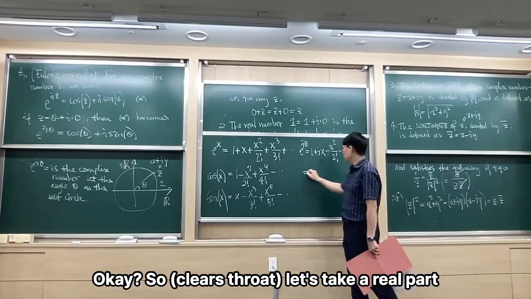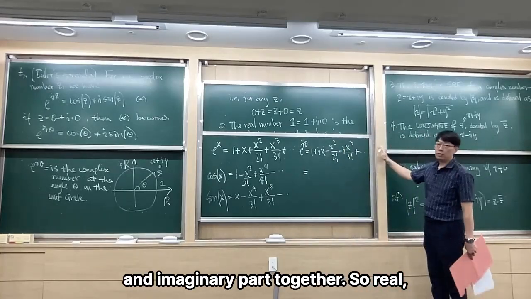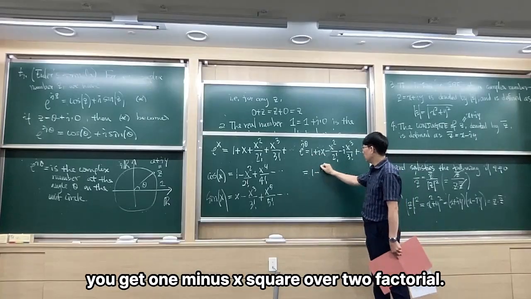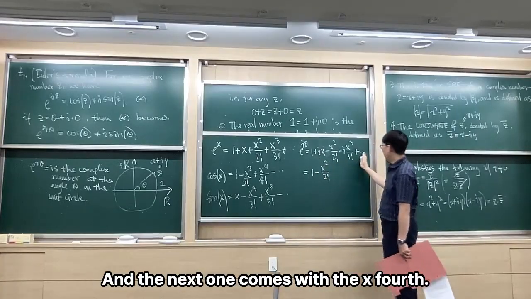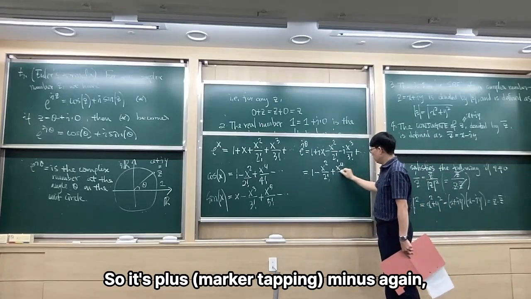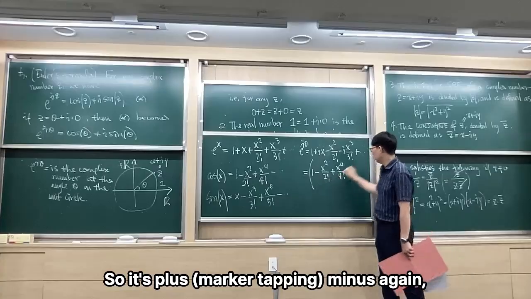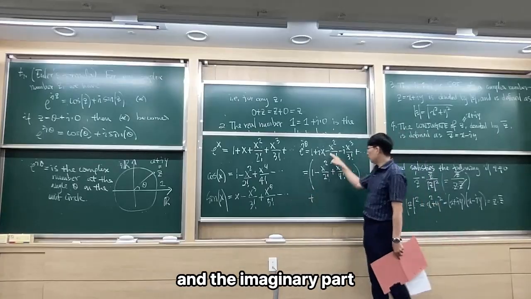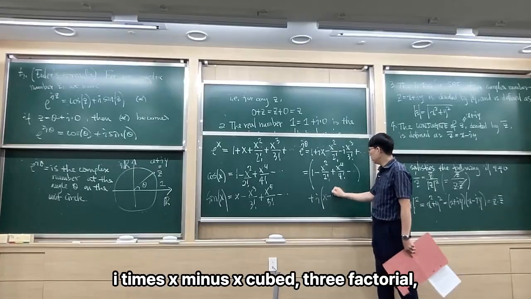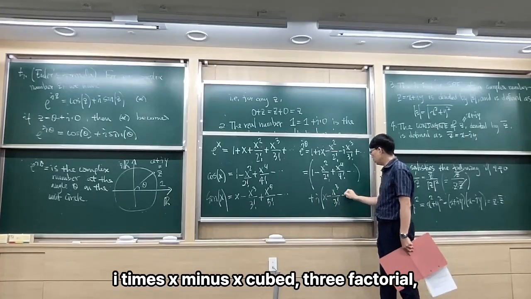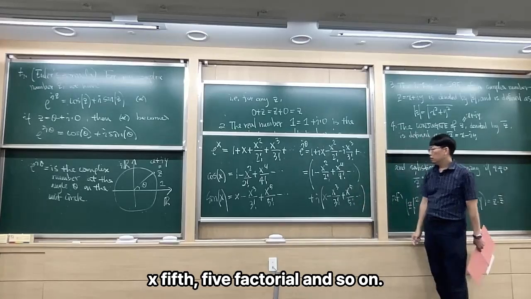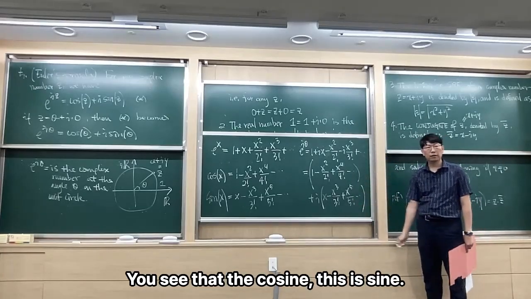Okay, so let's take the real part and imaginary part together. If you take the real part together, you get 1 minus theta squared over 2 factorial. The next one comes with theta to the fourth, so it's plus, and minus again. So that's the real part. And for the imaginary part, you have to factor out i. So i times theta minus theta cubed over 3 factorial, plus theta to the fifth over 5 factorial, and so on. You see that this is cosine. This is sine. Okay.